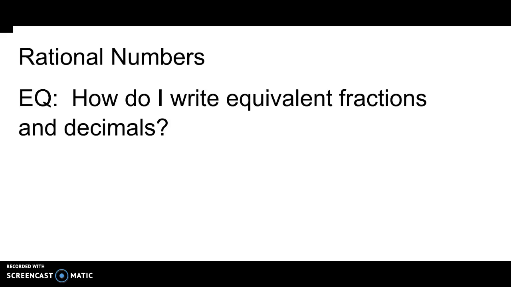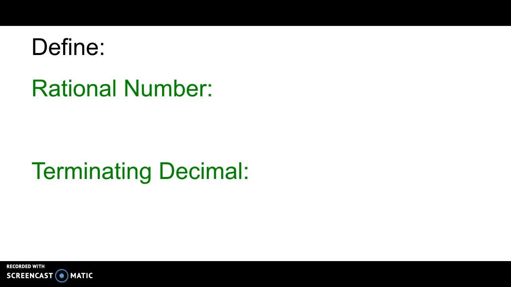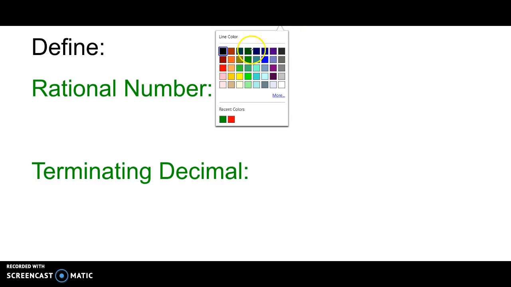Today we're going to talk about rational numbers, and at the end of this lesson you should be able to write equivalent fractions and decimals. So let's begin with, what is a rational number? Well, if you think back to the concentric circles that we created, a rational number is any number that can be written as a fraction.